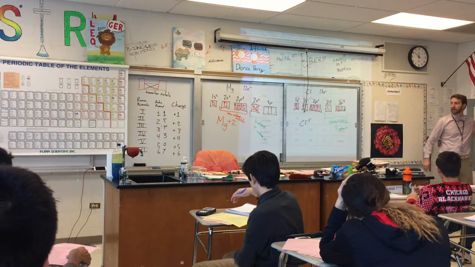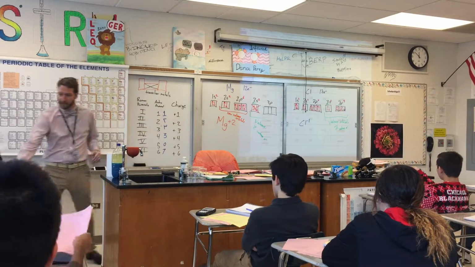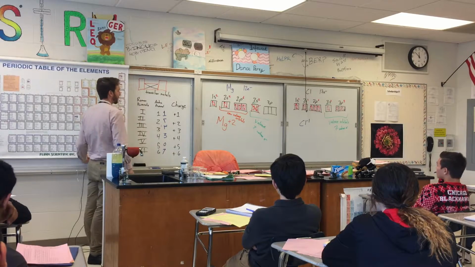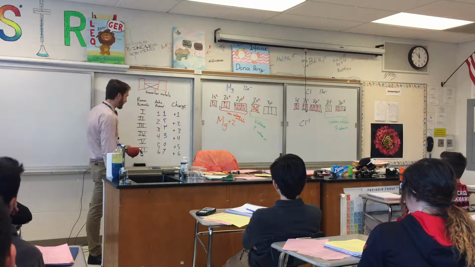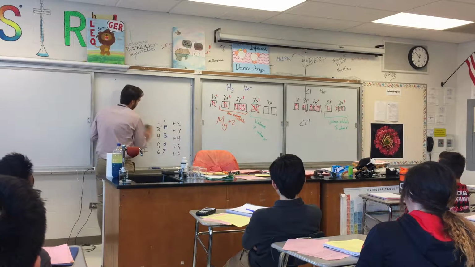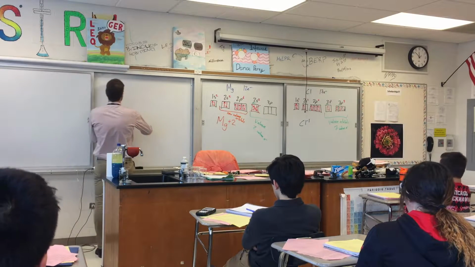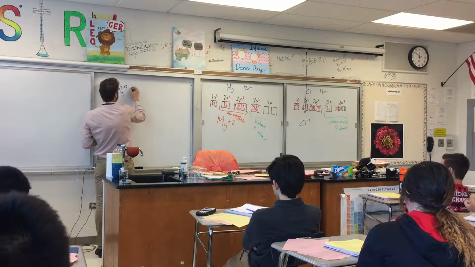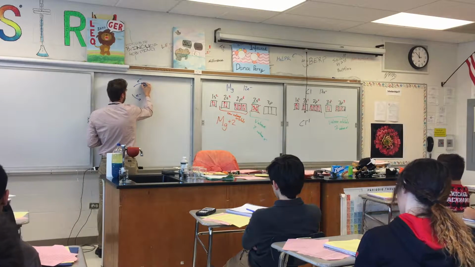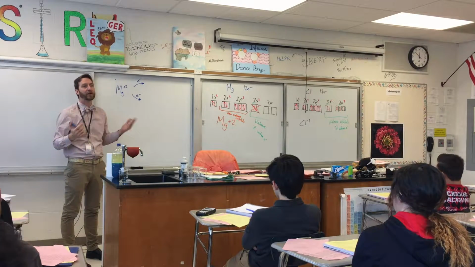Well, as I referenced last period, some elements need to gain electrons to become like a noble gas. Other elements need to lose electrons to become like a noble gas. Magnesium needs to lose how many electrons? Needs to lose 2. So magnesium, to form +2 ions, is trying to get rid of 2 electrons. Right? But where do they go? They go to other atoms.